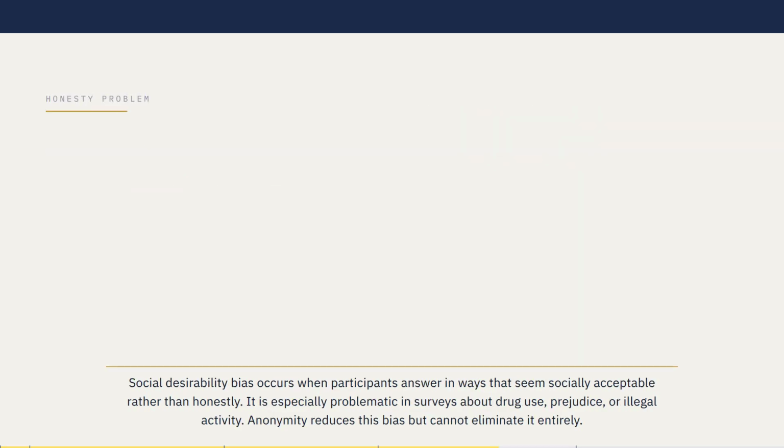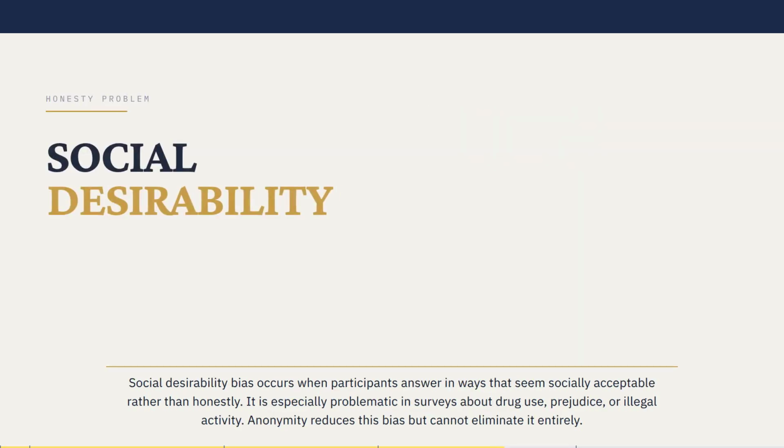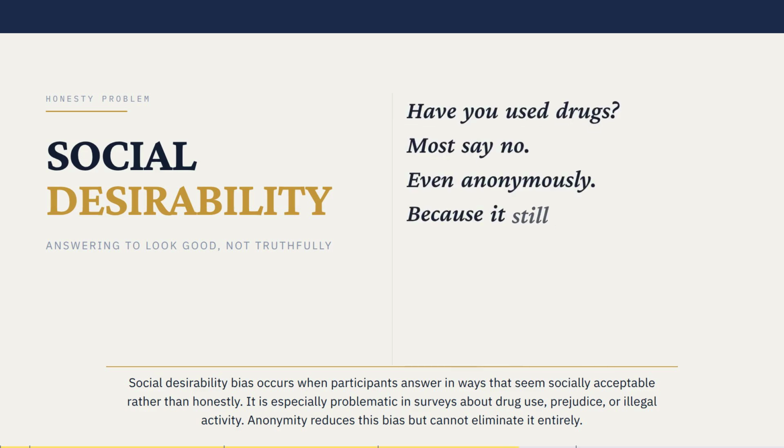Social desirability bias occurs when participants answer in ways that seem socially acceptable rather than honestly. It is especially problematic in surveys about drug use, prejudice, or illegal activity. Anonymity reduces this bias, but cannot eliminate it entirely.